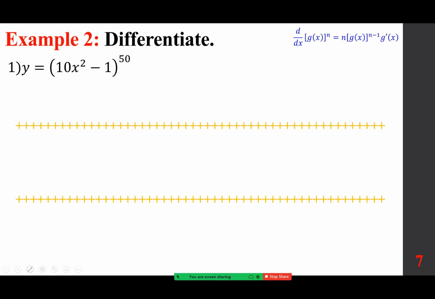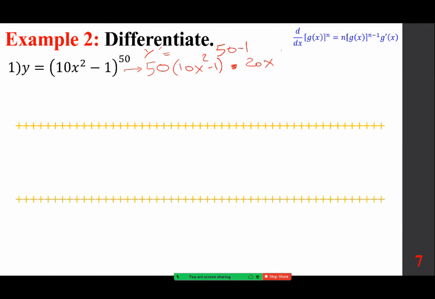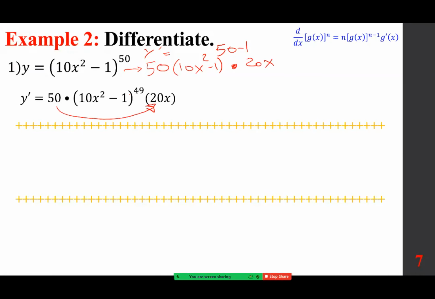So quickly, if we were to write that, I could say, okay, I'm going to bring 50 in front, so this is y prime. And I write the same thing inside the parentheses to the power of 50 minus 1. And I'm going to multiply by the derivative of 10x squared minus 1, which is 20x. And of course, I'm going to combine these two and put it in front. I get 1000x times (10x squared minus 1) to the power of 49.